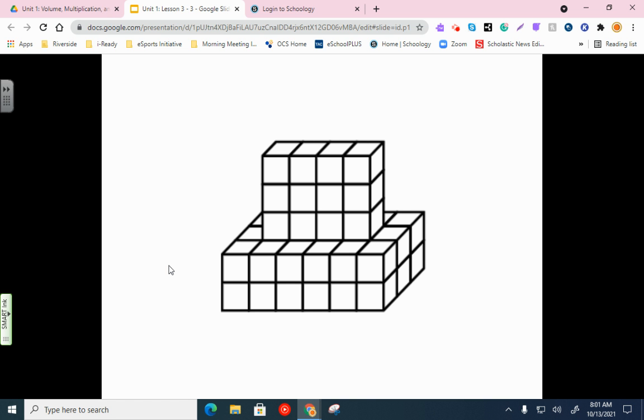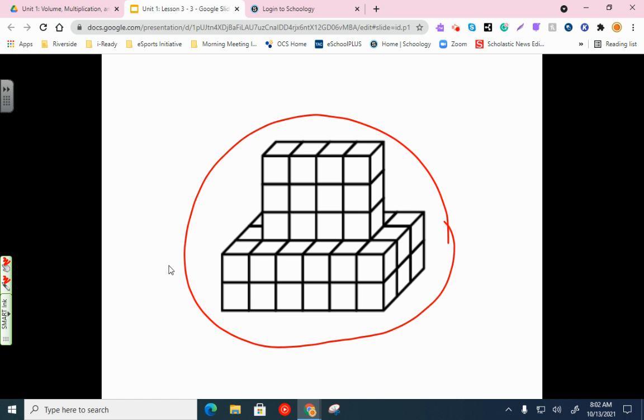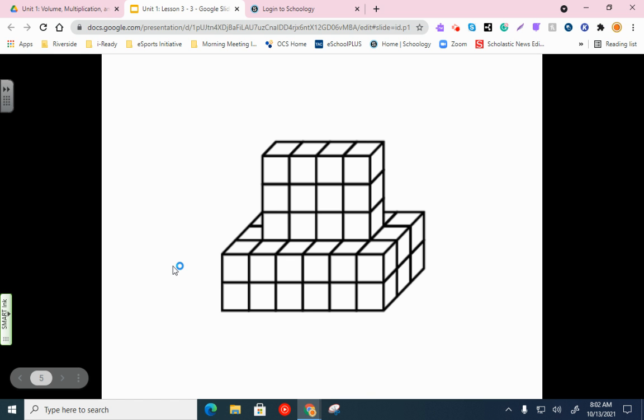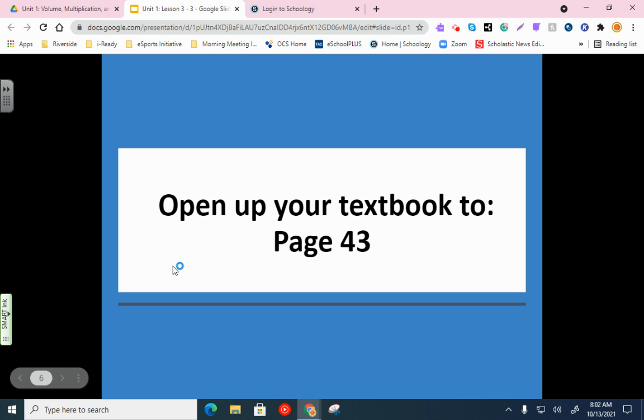The point of today's lesson is to figure out how you can find the volume of this whole thing. This entire object has a volume, but it's not so easy to figure out with a formula like we've been doing with the previous examples. This is where we're going to have to break it down into two parts. So notes are starting on page 43.